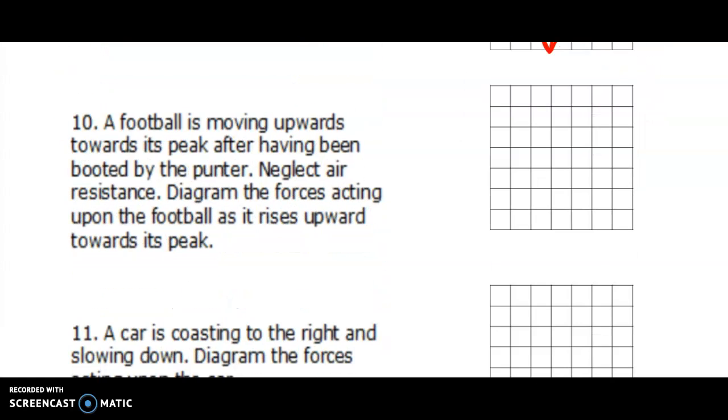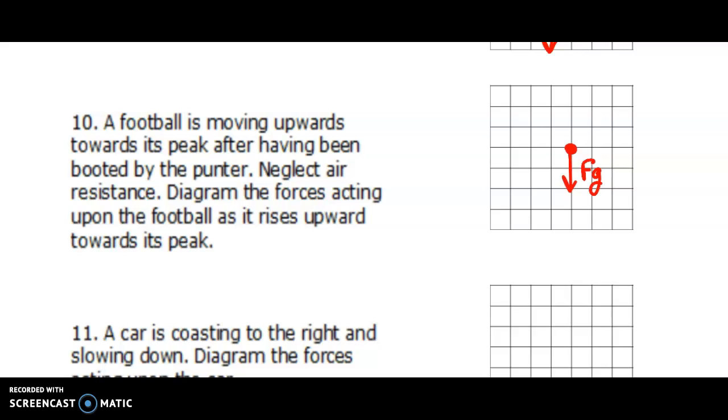10, a football is moving upwards towards its peak after having been booted by a punter. Neglect air resistance, diagram the forces acting upon the football. Well, aside from the air, which we're neglecting, the only thing that the football is touching is the gravitational field. So it is a projectile.